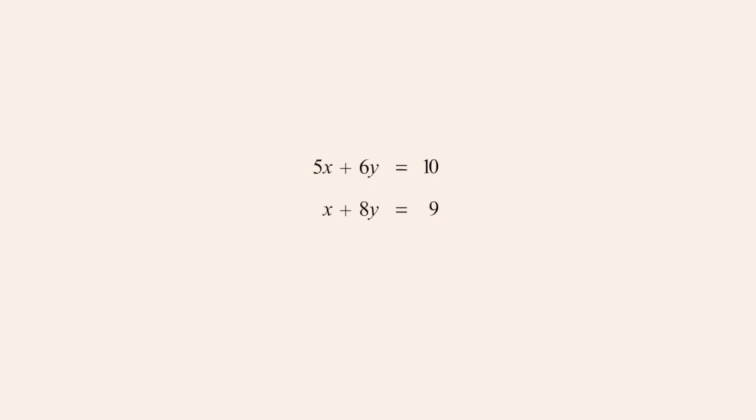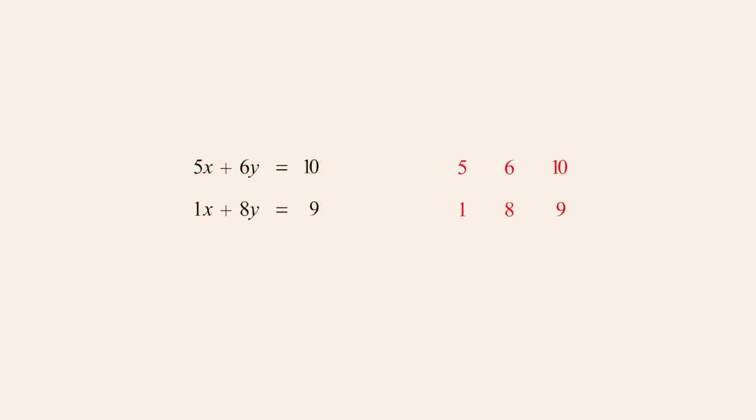So let's start by creating an augmented matrix for a system of 2 linear equations in 2 variables. To create the augmented matrix for this system, we first collect all the coefficients and constants for each equation. Since in the second equation x has no coefficient, its implied coefficient is 1. We then collect the coefficients and constants for each equation and enclose them in brackets with a vertical line separating the coefficients from the constants.